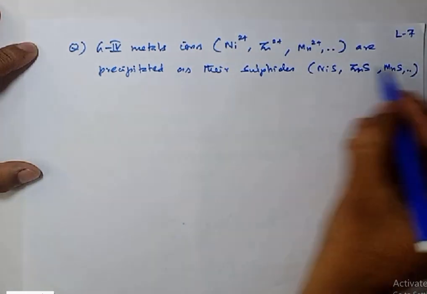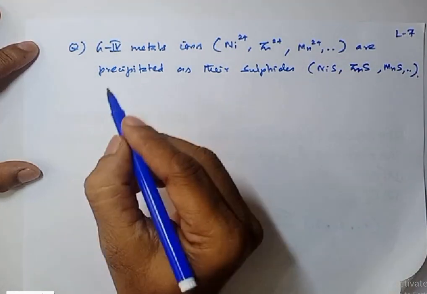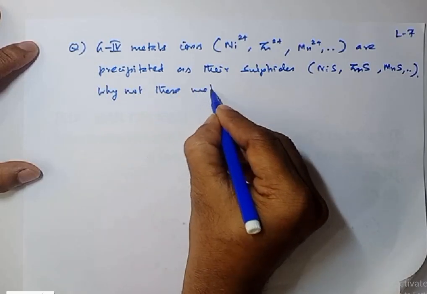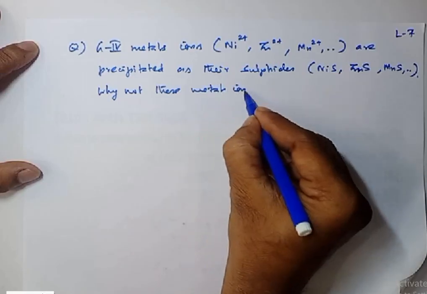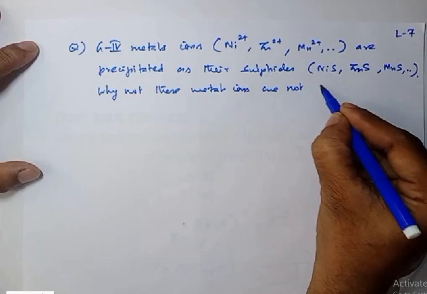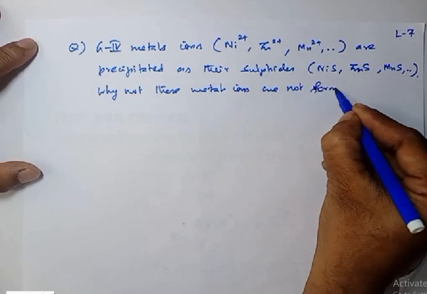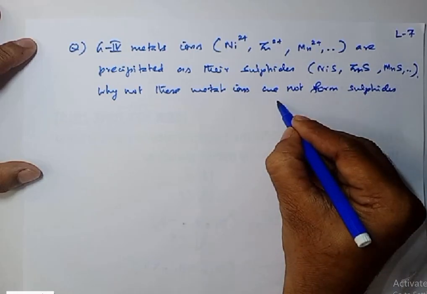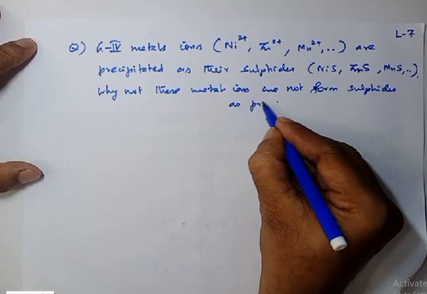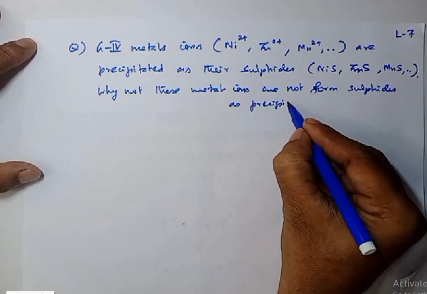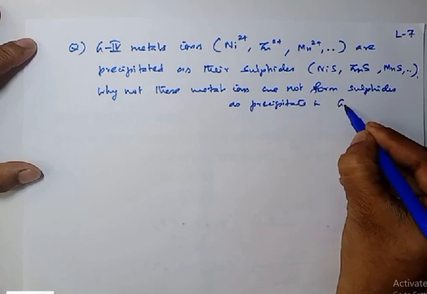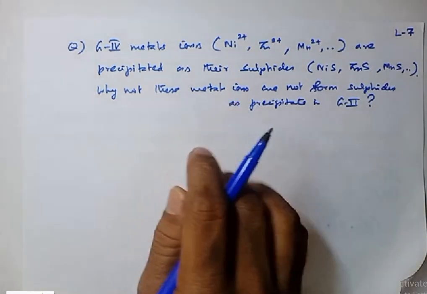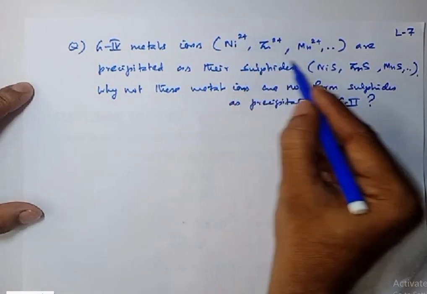Okay, but the question is, why are these metal ions not precipitated, why do they not form sulfides as precipitate in group 2 analysis? In group 2, what is the reason? Okay, I have told you the solubility product values of these sulfides.